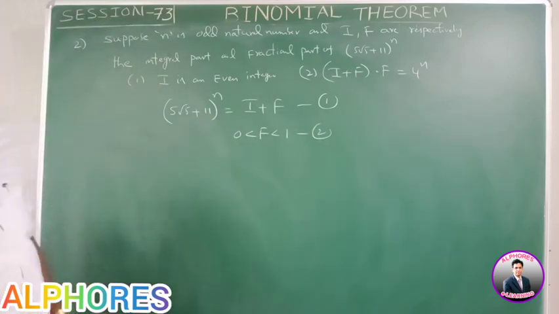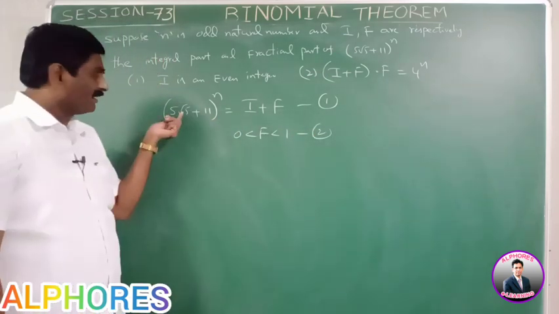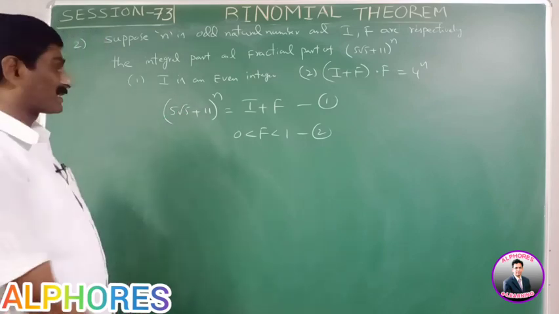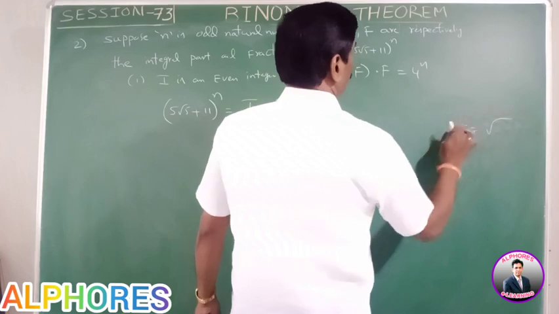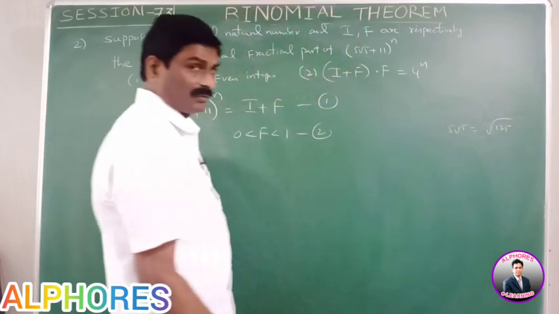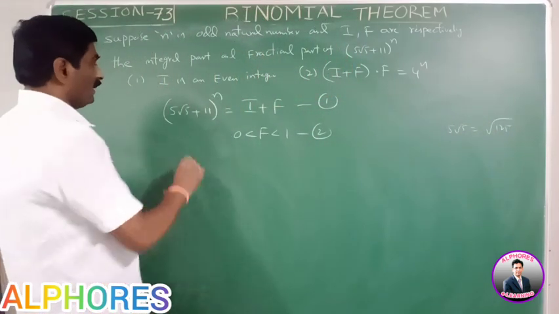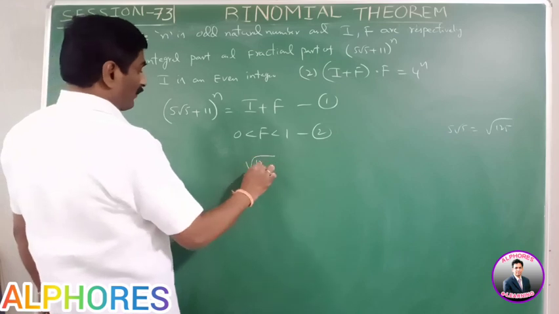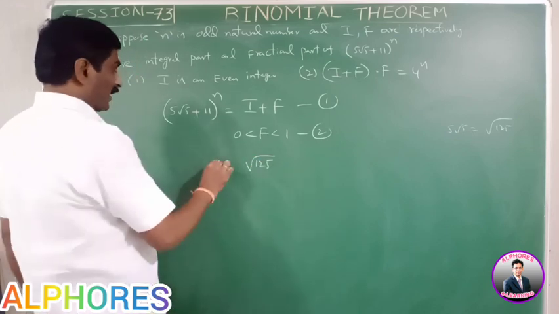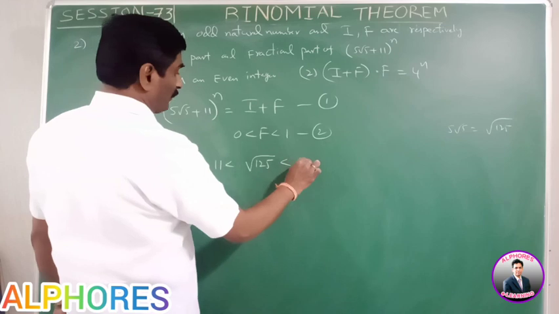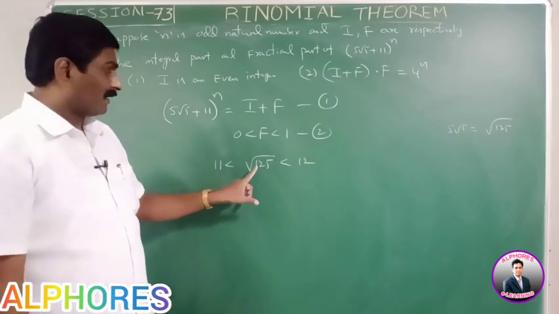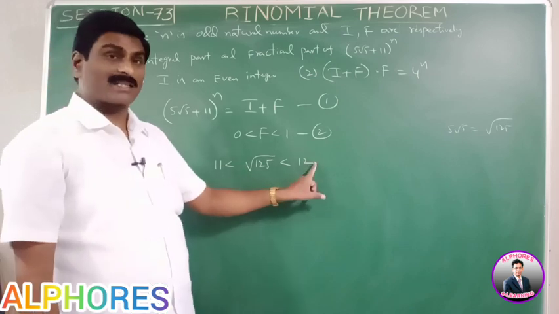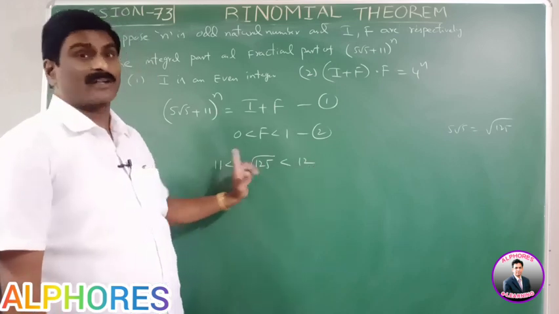In this case also we find the 5√5 − 11 value. What is the value of 5√5? 5√5 is nothing but √(25 × 5), that is √125. 5√5 means √125. The value of √125 lies between 11 and 12. Please observe: √121 means 11, √144 means 12. This value lies between the integers 11 and 12.